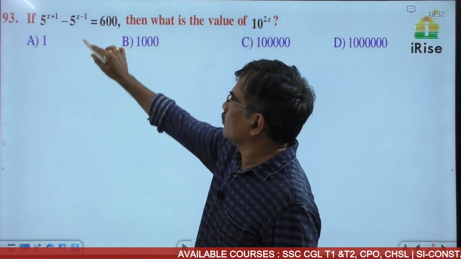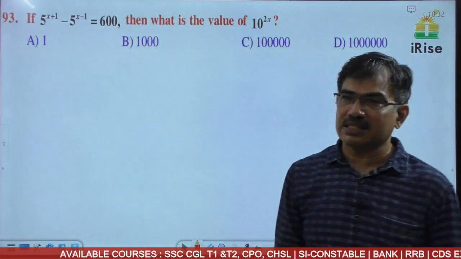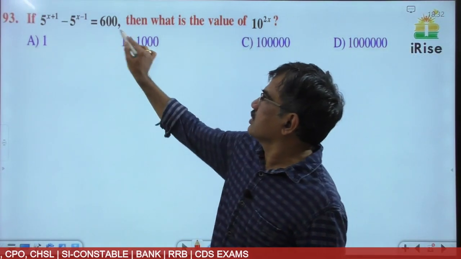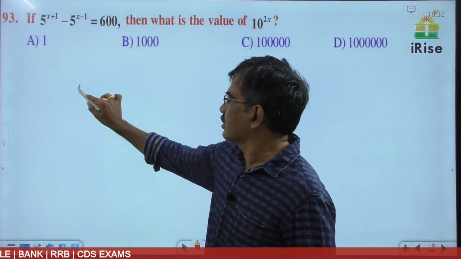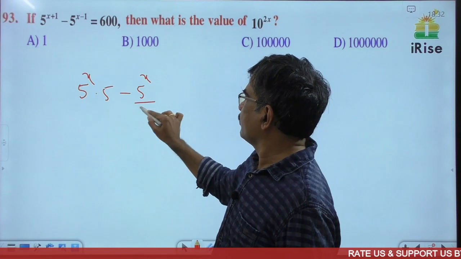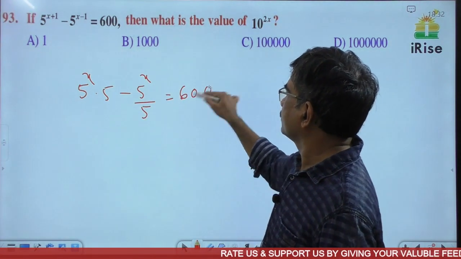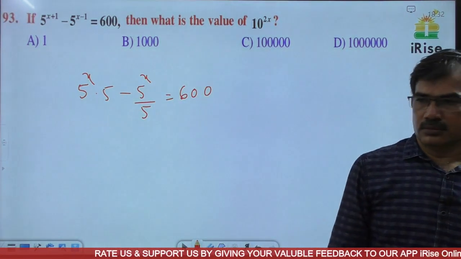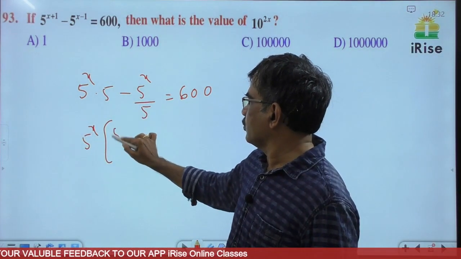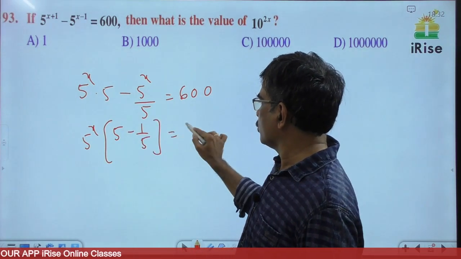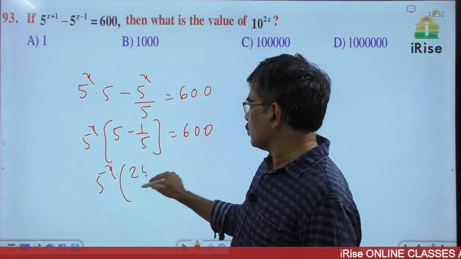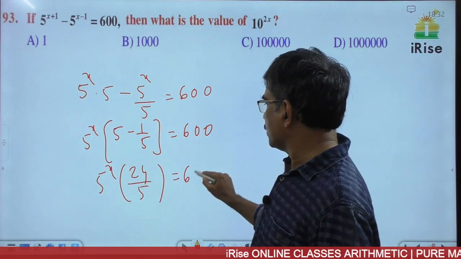Next. 5 power x plus 1 minus 5 power x minus 1 is 600. Then what is 10 power 2x? For what value of x is this satisfied? I want to write this as 5 power x into 5 minus 5 power x by 5 is equal to 600. Taking 5 power x common, we get 5 power x into 5 minus 1 by 5, I want to write one more step, is equal to 600. So 5 power x into 25 minus 1, 24 by 5 is equal to 600.